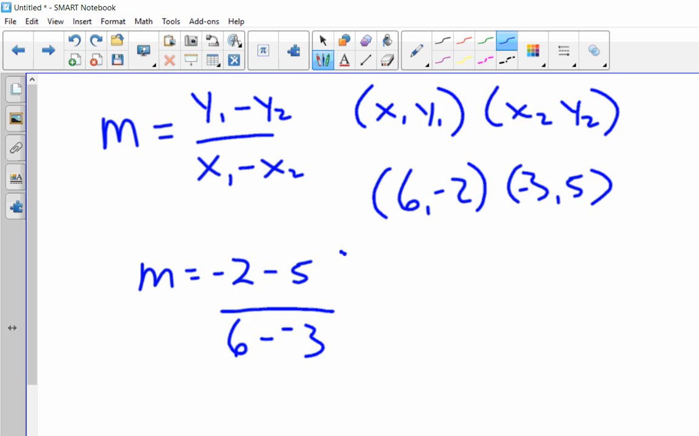So look, this is where we make mistakes because we forget what we're doing. I'm putting a negative number after the negative sign or subtraction sign in the formula. You got to make sure you go back and change those, okay? That's where we make mistakes. So negative 2 minus 5 is a negative 7. 6 plus 3 is 9. I can't reduce it, so there's my slope, okay?